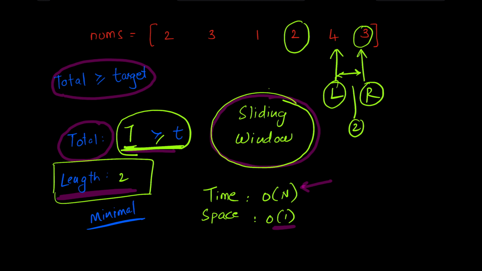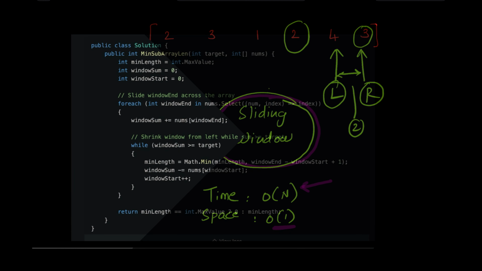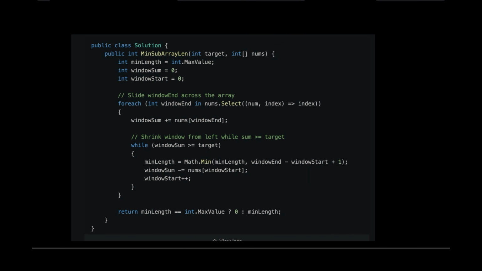Let me show you how we can implement this using C#. Here's the C# solution. In the main method, I start by initializing the variables. The first is to record the minimum length that will be returned at the end, window sum that will record the total of the subarray, and the window start that is the left pointer. After that, I am running a for loop that will be used as the right pointer.